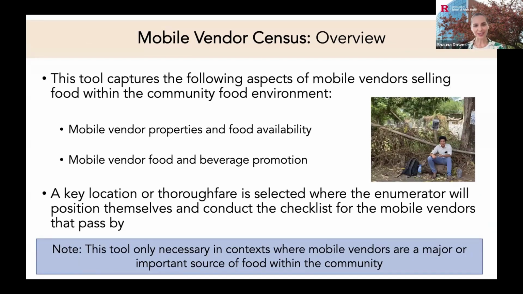This can be really difficult. Sometimes it depends on the type of community. In some cases, it's pretty easy to flag the mobile vendors and do the observational checklist. In other cases, it's not so much. So this is also something that we've piloted, and we're trying to provide really great and thorough instructions to make it easier for people to adopt this tool. But again, you won't need to use this in all contexts. It's really just when mobile vendors are a really prominent component of the food environment.